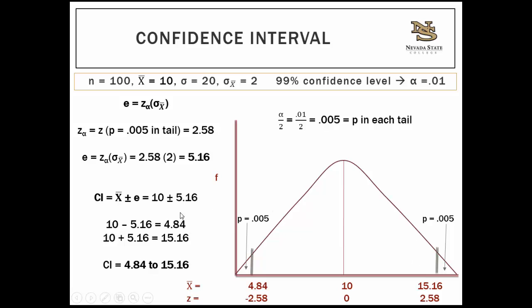So I am 99% confident that the true population mean falls between 4.84 and 15.16. Again, an even wider confidence interval than with a 90 or 95% confidence level, but even though it's less precise, we're more confident that our population mean falls between those two values. And just again, sample mean of 15.16 has a z-score of 2.58. Sample mean of 4.84 would have a z-score of negative 2.58.